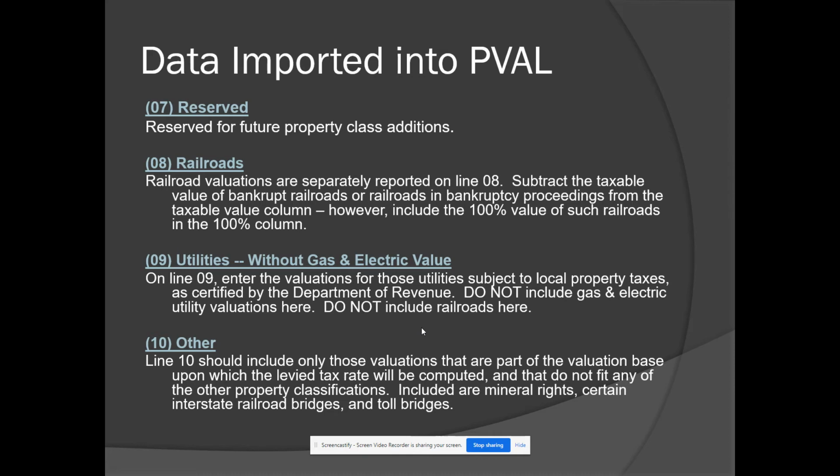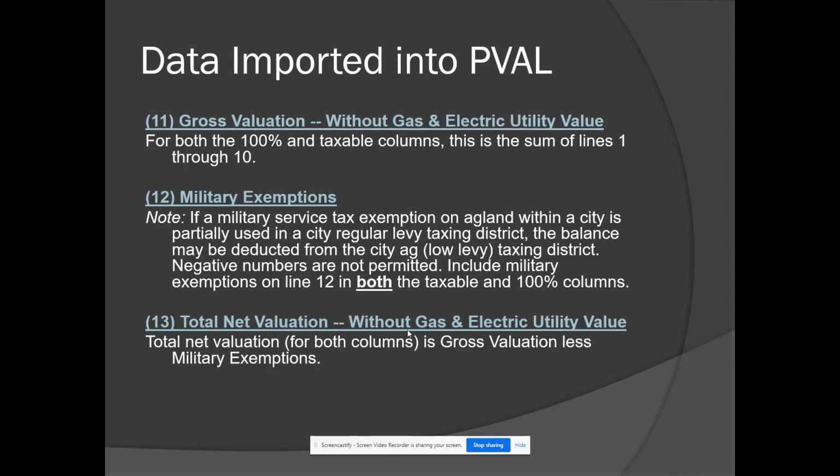Railroads are reported on line 8. And again, with railroads, they are subject to that 90% rollback because they're to be treated like commercial property. Utilities without gas and electric are your centrally assessed utilities, not gas and electric, reported on that line. Other may be things like mineral rights, certain railroad bridges, toll bridges, things of that nature.